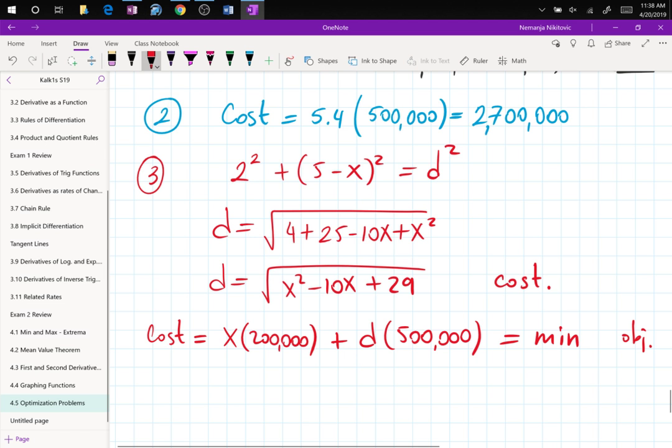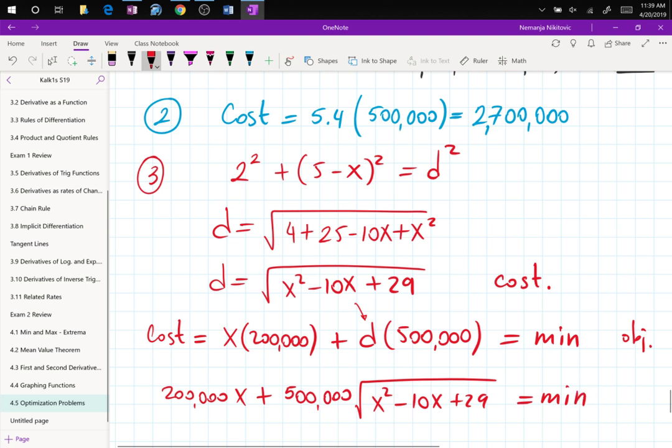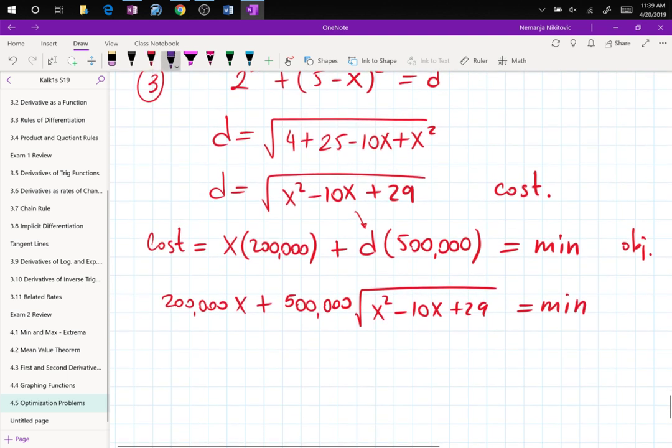So now I plug in d. So we have 200,000x plus 500,000 times the square root of x squared minus 10x plus 29 equals a minimum. And then you hit this with the derivative in x.